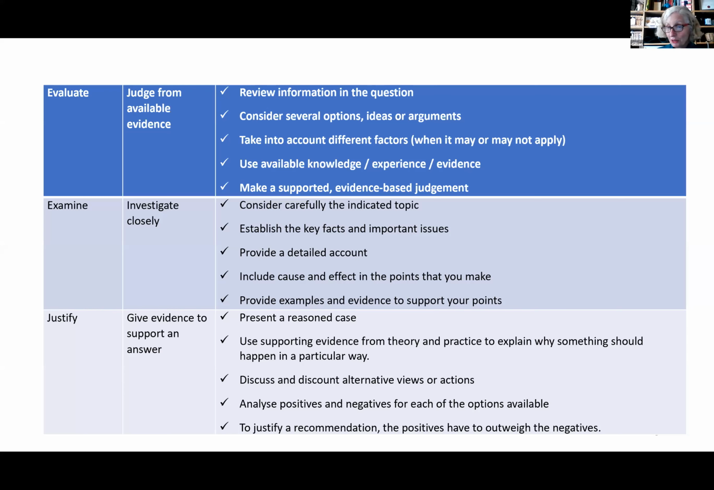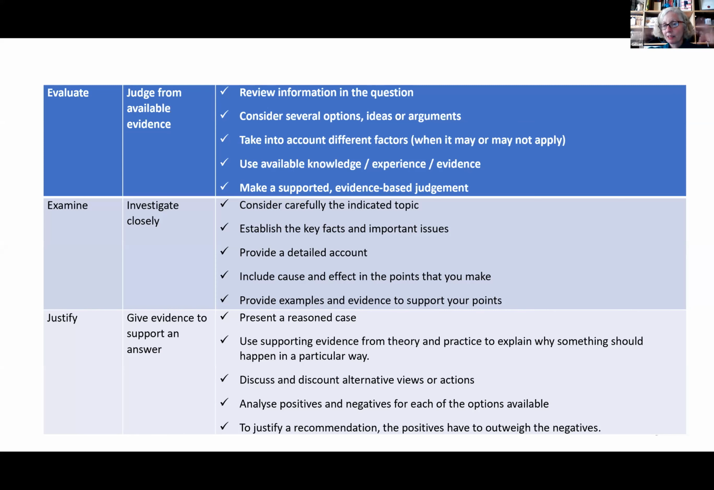The last two, and I realise that I'm reading these out and you could read them yourself, but I just want to give you a bit of context around it. If we're examining closely, we are providing an account, we're providing evidence, and again, the same as with analysis, we are looking at cause and effect.